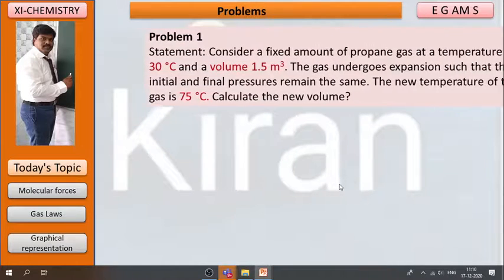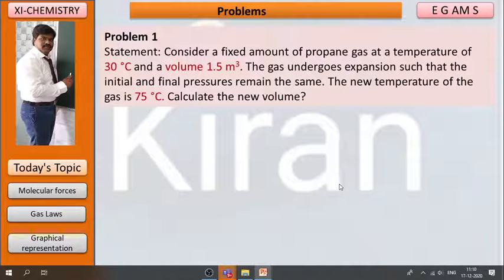Problem 1. The statement: Consider a fixed amount of propane gas at a temperature of 30 degrees centigrade and volume 1.5 meter cube.